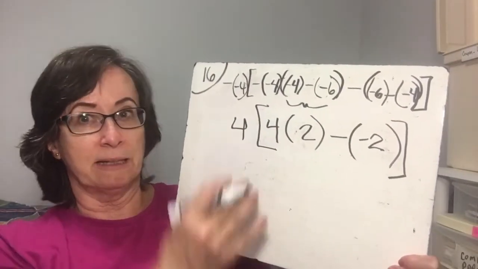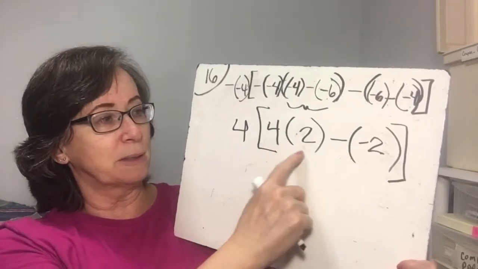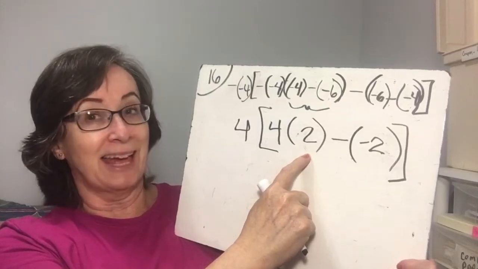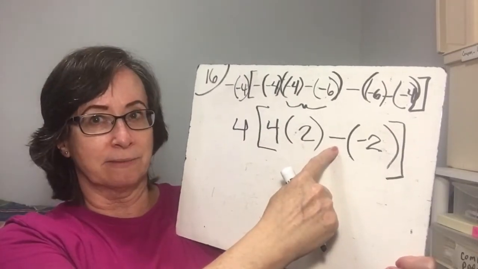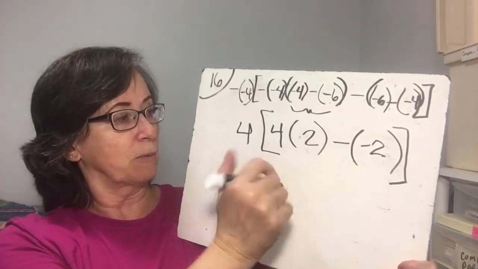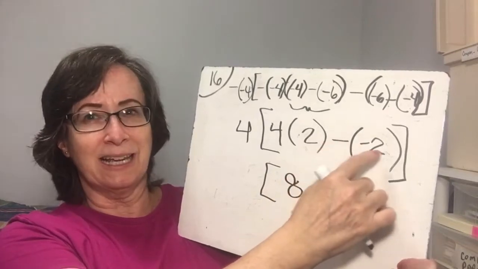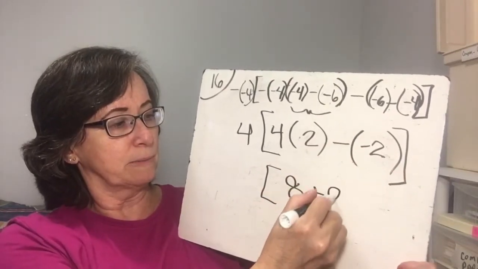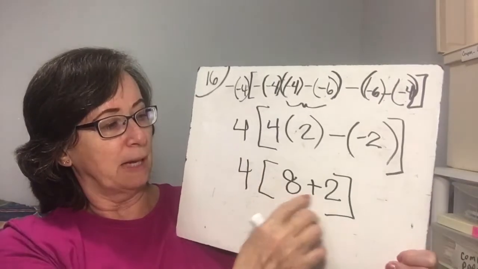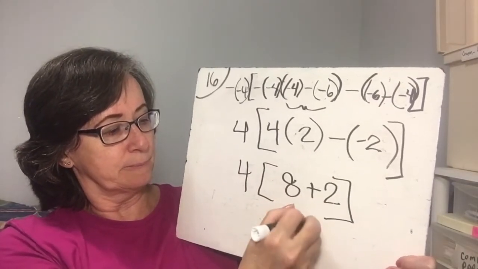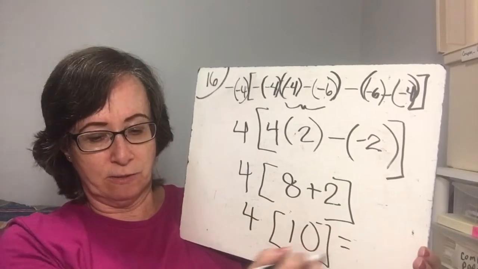So now again, working inside the parenthesis first, we have a multiplication that is a higher order of operations than a minus. So we have to do this first, don't we? So we're going to have 8 minus a negative 2 is plus 2. Bring down our 4. 8 plus 2 is 10. 4 times 10 is 40.